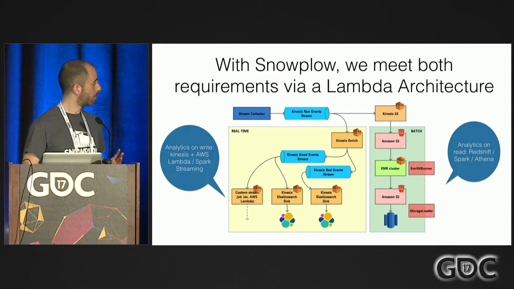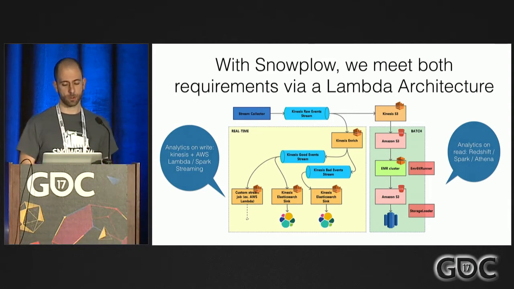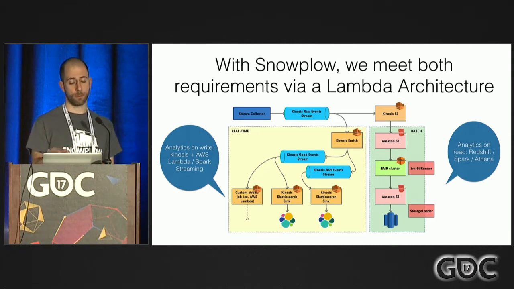So on the real-time side, which is really the analytics on write side, on the left-hand side of the diagram, we've got an application we call Kinesis Enrich that's reading those raw requests off the event stream. And that application is doing a couple of things. The first thing it's doing is it's validating the data.